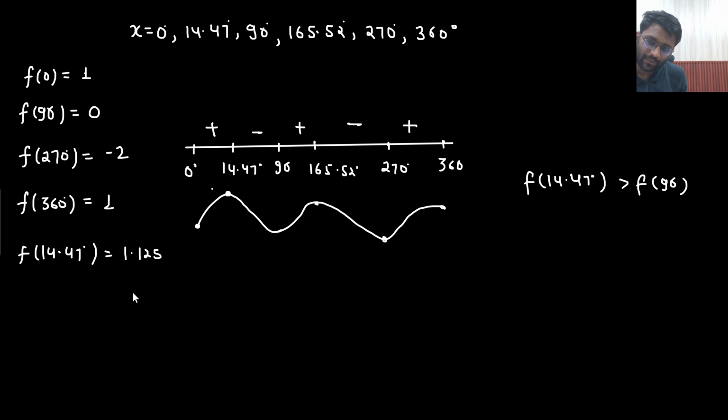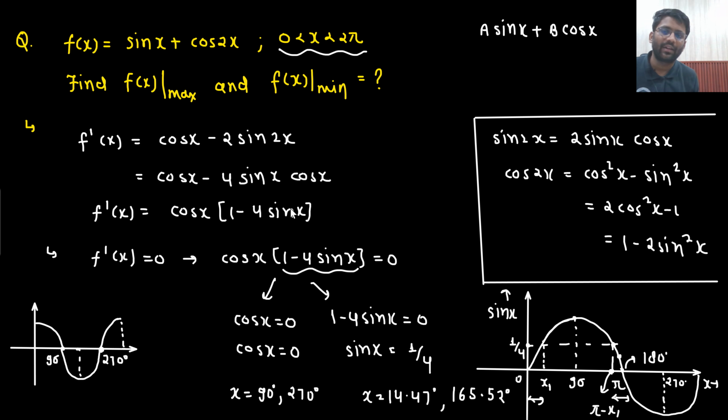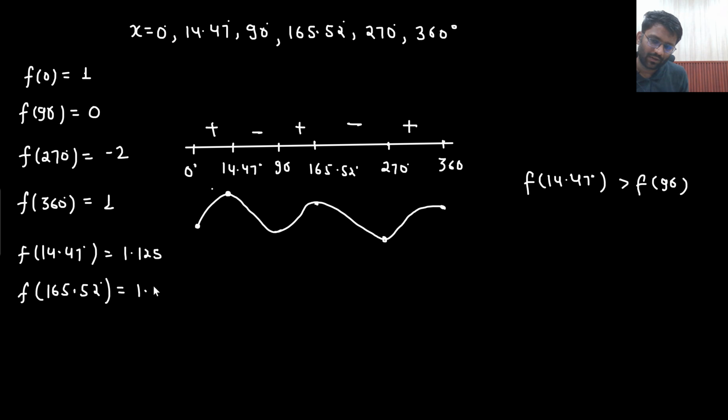1.125. And what about 165.52 degree? What value will you be getting? Sin 165.52, I already know it will be 1 by 4. This I need to check. 165.52 multiplied by 2, take cos, plus 0.25. Again 1.125 only, the same answer you are getting. So these are the values we are getting.